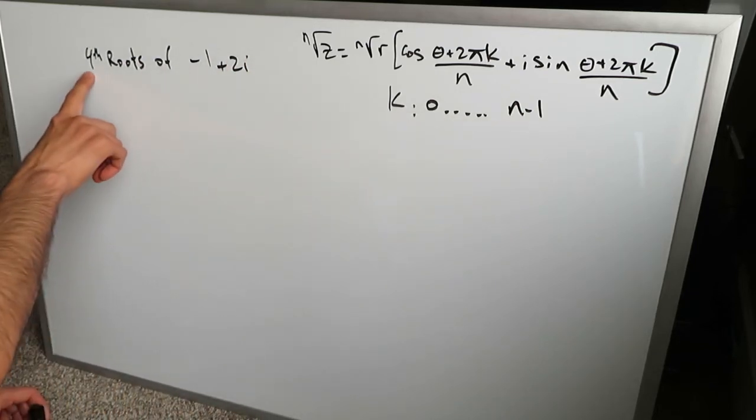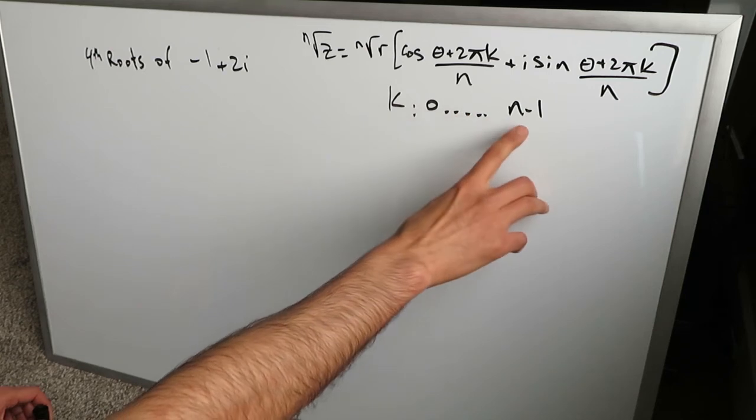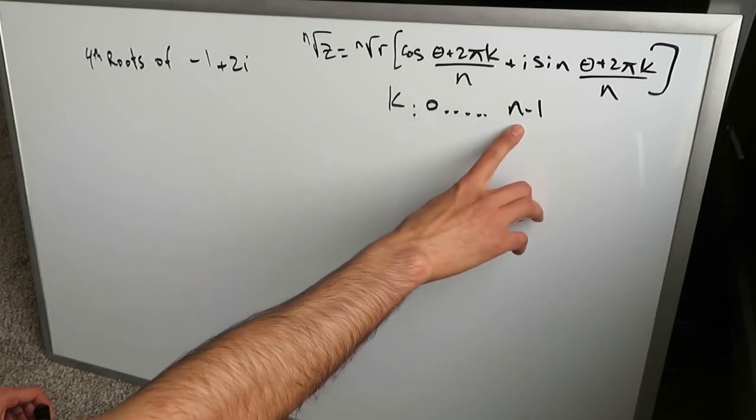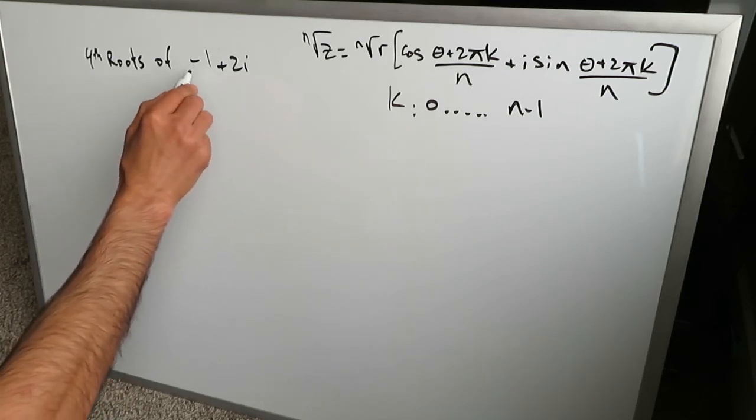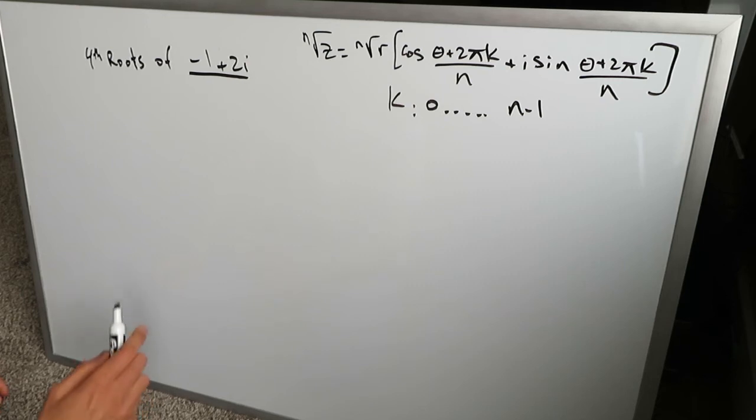If you're determining the fourth root, and you have to determine the four roots of this, you're going to go from 0 to n minus 1, which is 0 to 4 minus 1, meaning 0 up to 3. So you'll have 0, 1, 2, and 3, and that'll give you your four roots of this complex number. To start with this type of question, you have to always look at your complex number in the standard form and convert it into the polar form.